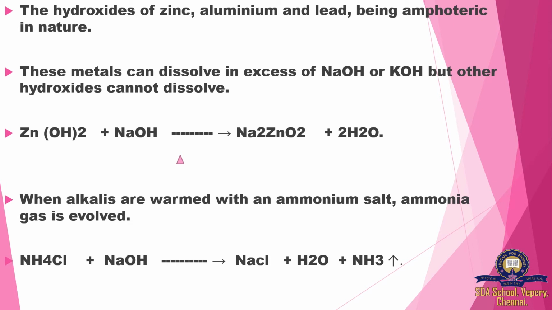Here zinc hydroxide reacts with sodium hydroxide, and when heat is given it becomes sodium zincate and then water comes out. When alkalis are warmed with an ammonium salt, ammonia gas is evolved. So when an ammonium salt reacts with a base, we can get ammonia gas. Here ammonium chloride reacts with sodium hydroxide, giving sodium chloride, water and ammonia gas. Because of its pungent, choking smell, we can easily find that ammonia gas comes out from this reaction.